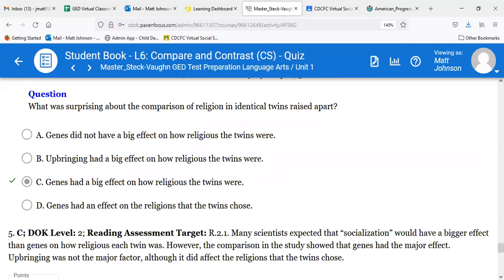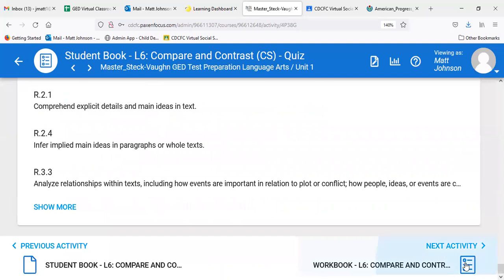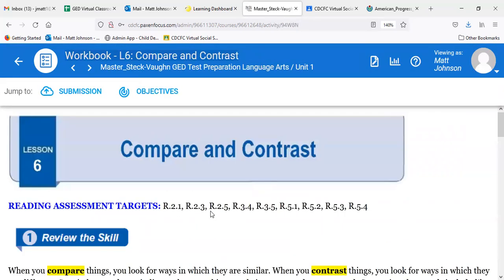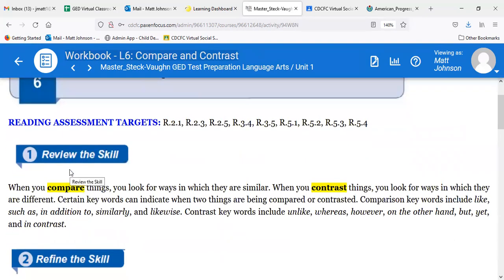All right, workbook time. So slide down here, slide over to our next activity. Let's make sure we're all together. Unit 1, lesson 6, compare and contrast workbook. And again, if you're comparing things, you look for ways in which they're similar. Contrasting things, you're looking for ways in which they are different. We're building on these ideas and working towards our own, later down the road when we start writing.